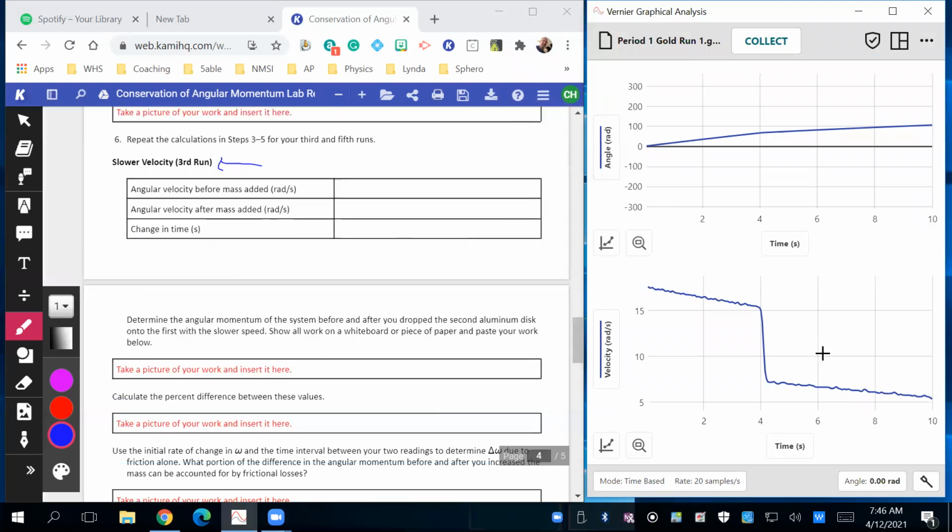So it might be good to do all of the runs first, and then go back and do your analysis. And that is it.